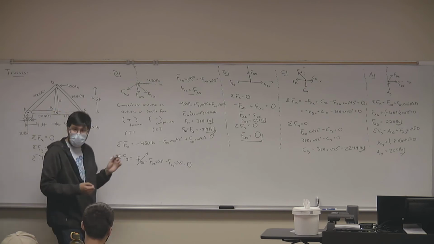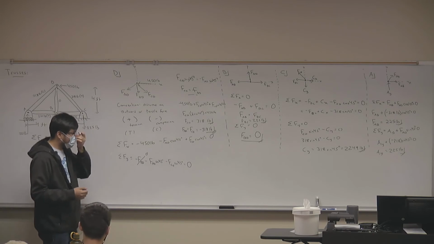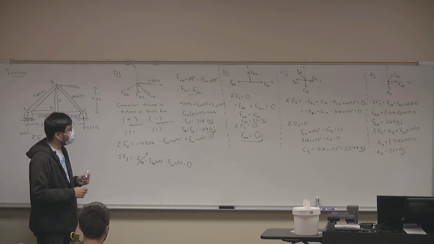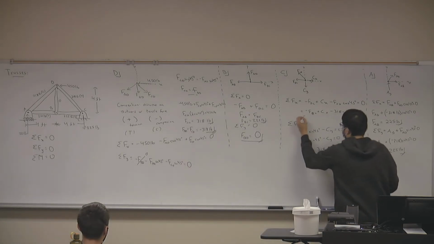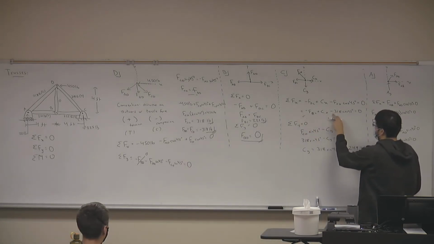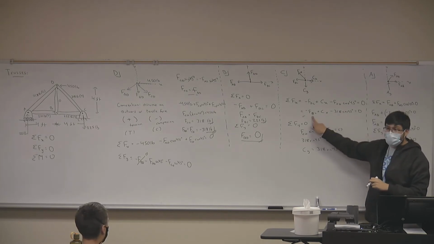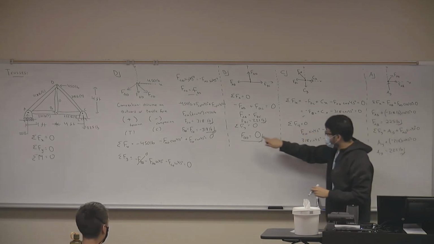And now, what's the final step? Where do we go to now? The reaction force on C. Okay. And on C, we had that minus FBC plus CX equals 318.45. But now we know FBC, right? What was FBC equal to?